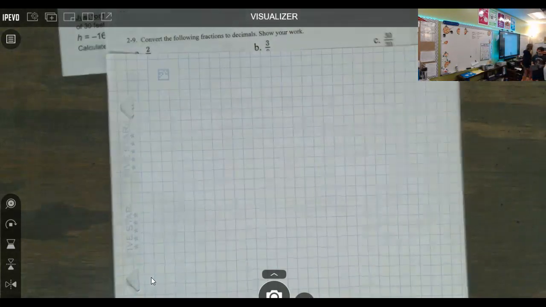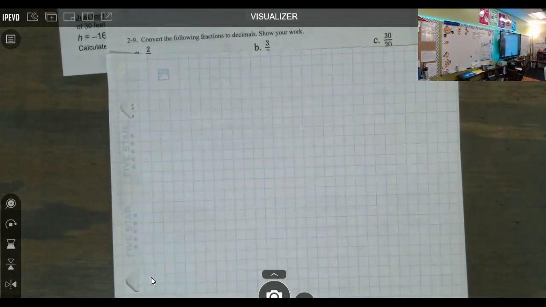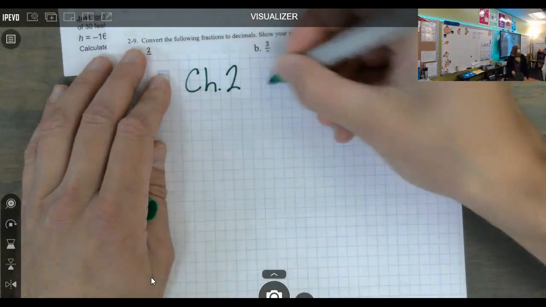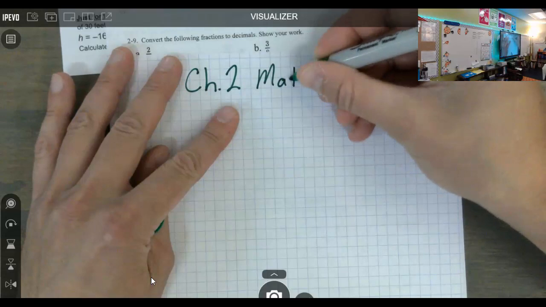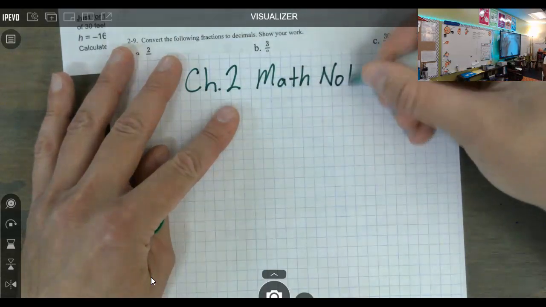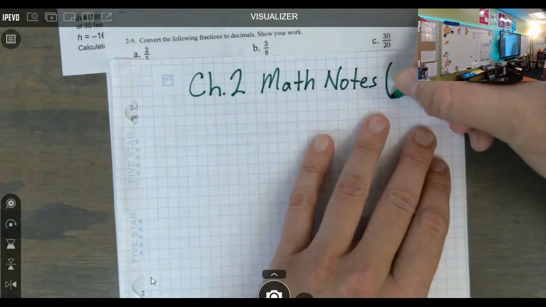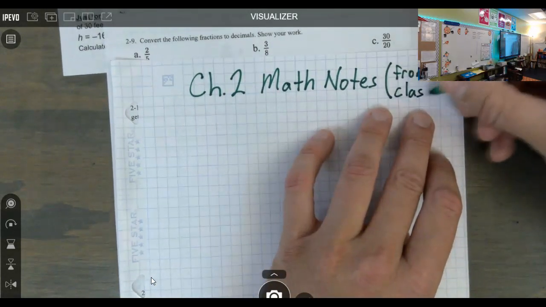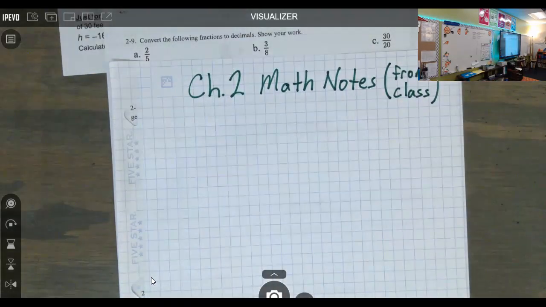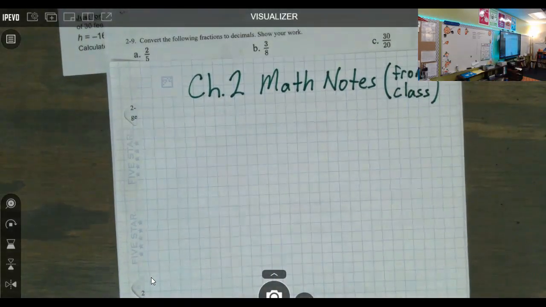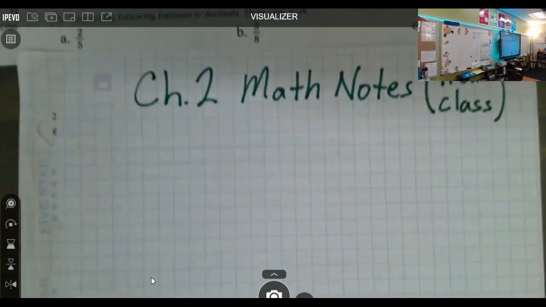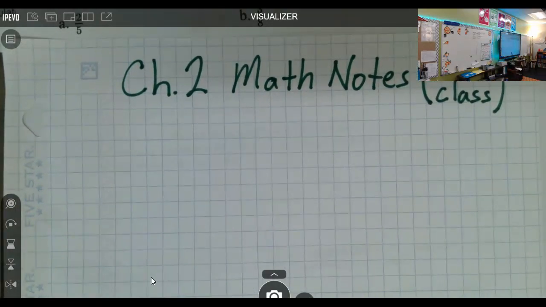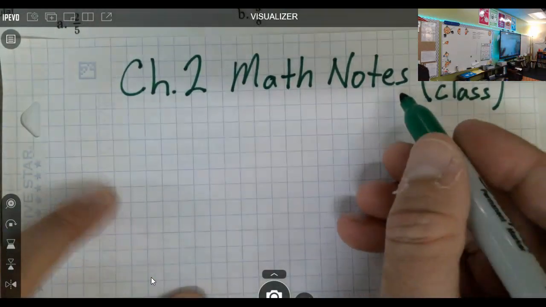So let's head this with chapter 2. Chapter 2 math notes, from class, is then what I put on top, just because I give you other math notes. And if it's a header, we might as well probably underline it or make it look pretty somehow.